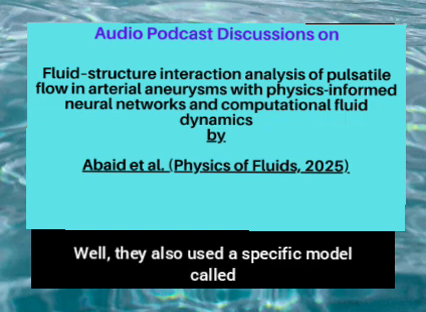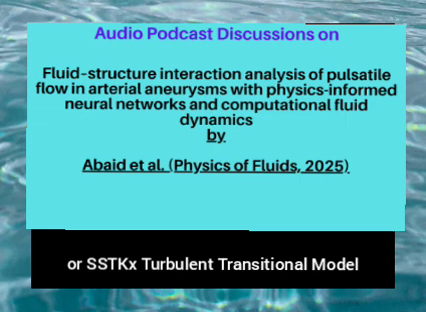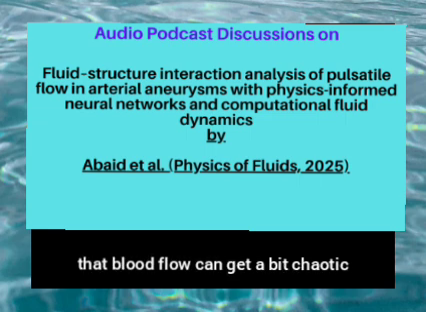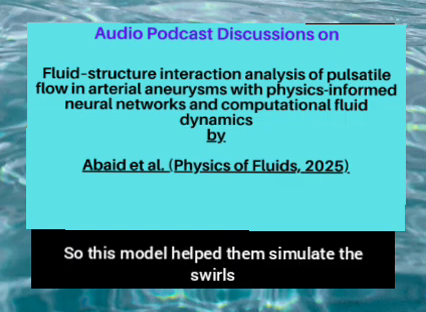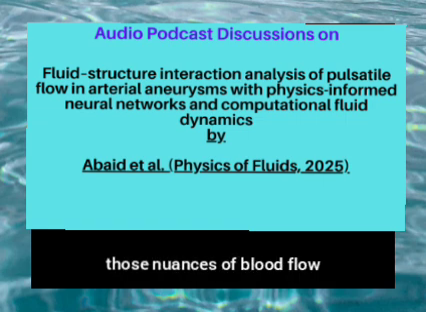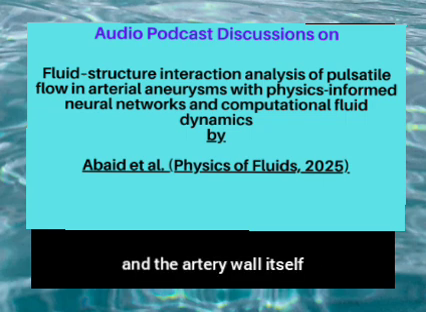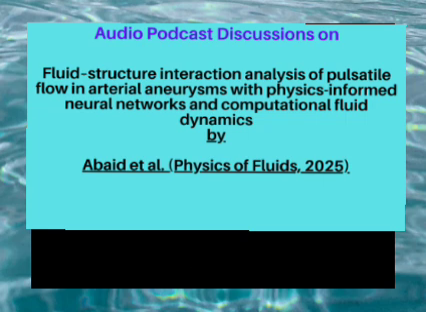Well, they also used a specific model called the shear stress transport, or SST k-omega turbulent transitional model, to account for the fact that blood flow can get a bit chaotic. Turbulent. Yeah, exactly. So this model helped them simulate the swirls and eddies that can occur, particularly around bends and branches. Okay, so they're really trying to capture all those nuances of blood flow. And what about the interaction between the blood and the artery wall itself? Ah, this is a crucial point. They took into account what's called fluid structure interaction, or FSI. FSI. Okay, tell me more about that.